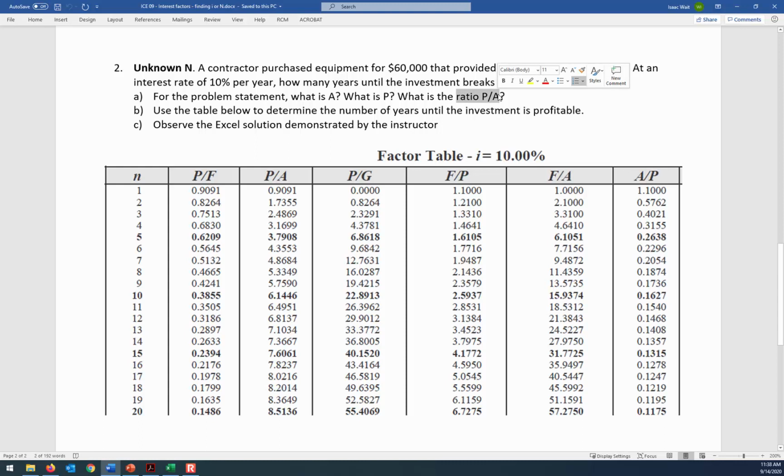60,000 divided by 8,000. Okay, I got 7.5. Anybody else get 7.5?